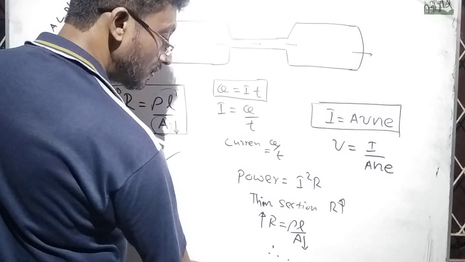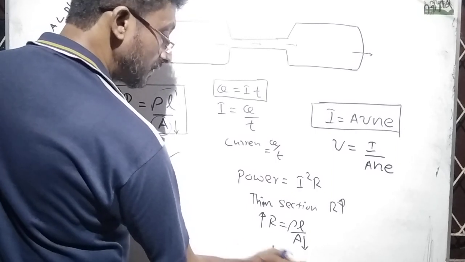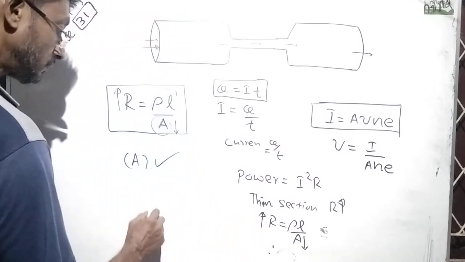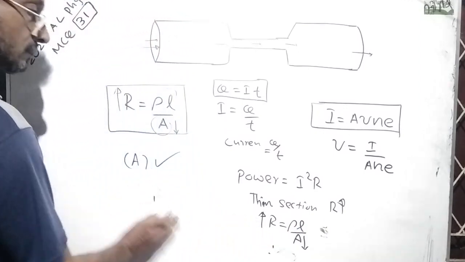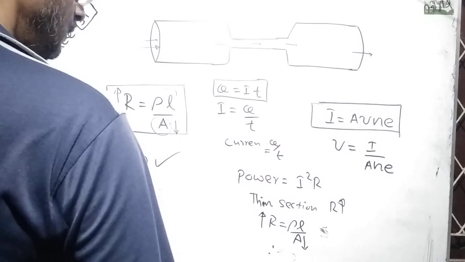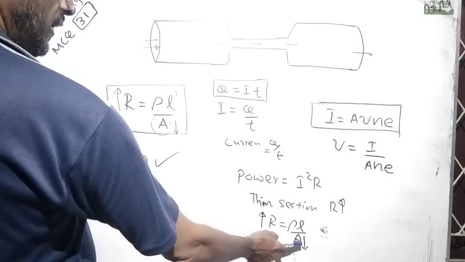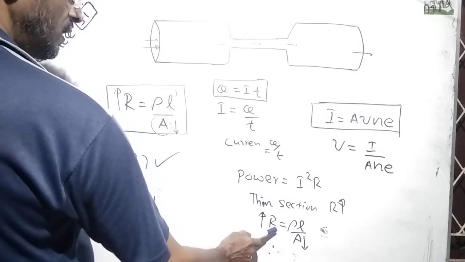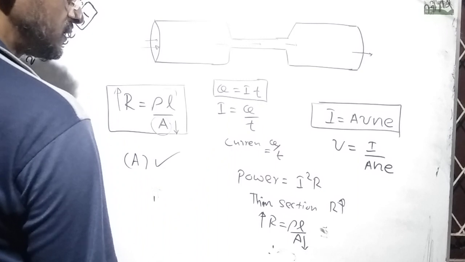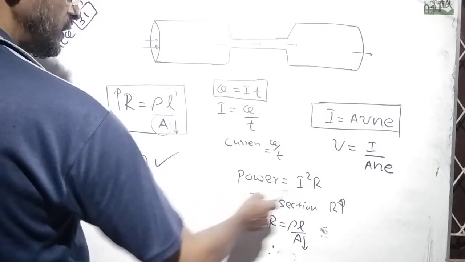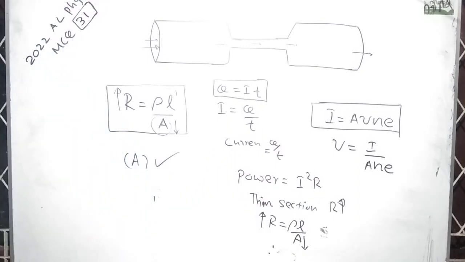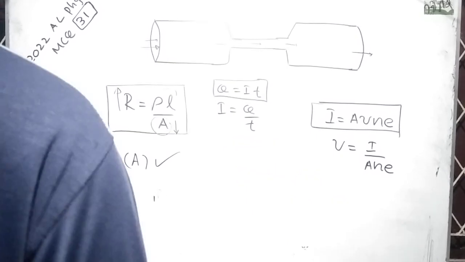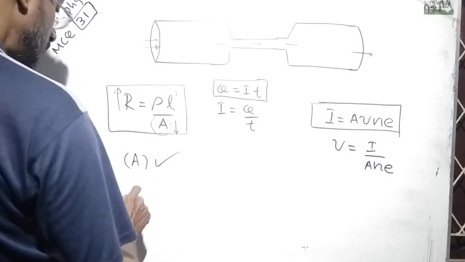Therefore power is increased. When A decreases because of the thin section, R is increased, therefore power also increases. Therefore, statement B is also correct.